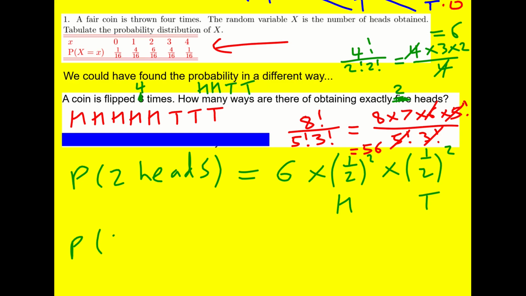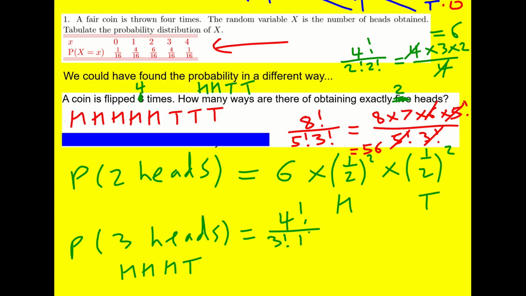If I wanted to do the probability of 3 heads, let's write this out in full now. Well, it would be 4 factorial, because there's 4 things that I'm arranging, divided by 3 factorial, because there are 3 heads going on. I could even throw in a 1 factorial, because you'll see why in a bit. And then I would multiply by a half to the power 3 for the heads and a half for the tails. And again, we would get that answer. It would be 4 over 16.